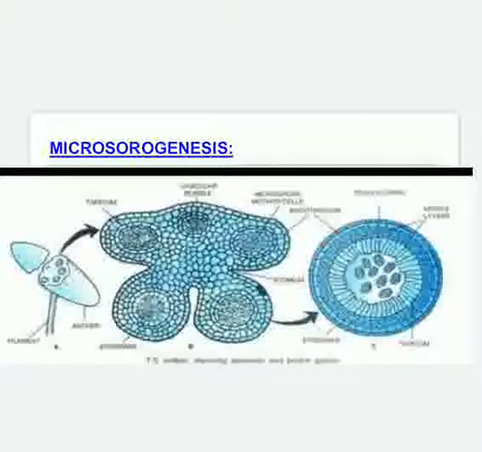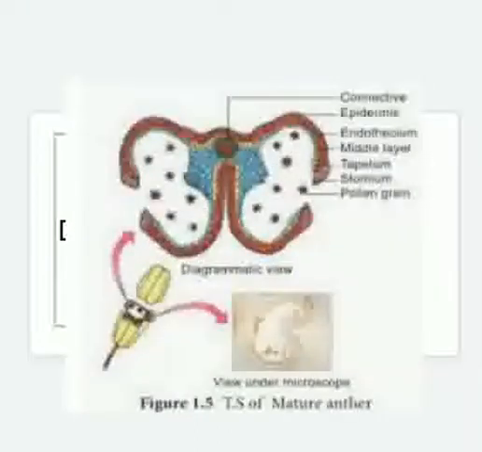Now I will tell you what happens further. You can see the microsporogenesis in this figure. During microsporogenesis, the nucleus of each microspore mother cell undergoes meiosis and gives rise to 4 haploid nuclei, the microspore tetrad. These 4 nuclei are arranged in a tetrahedral manner, forming the tetrahedral tetrad.